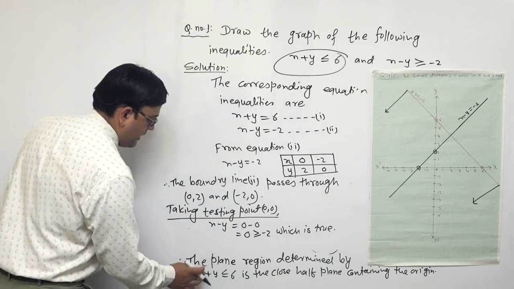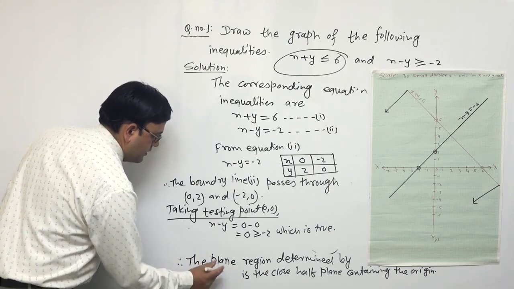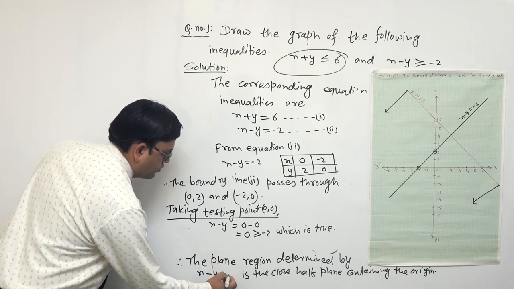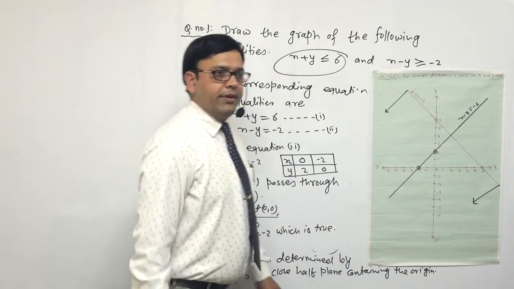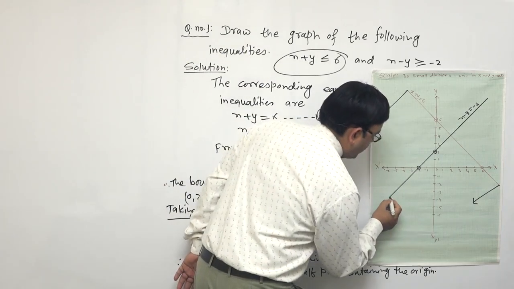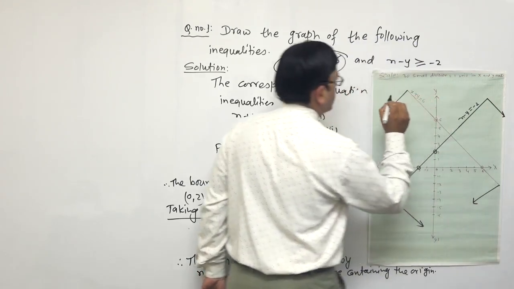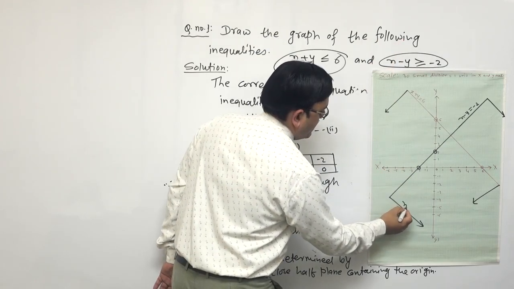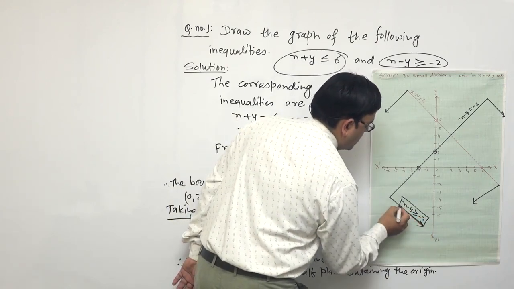by x minus y greater or equal to -2 is the closed half plane containing the origin. So in this way we can plot it here. This arrow represents the solution of this x minus y greater or equal to -2. So we can write it here, x minus y greater or equal to -2 is the solution set of our given inequalities.